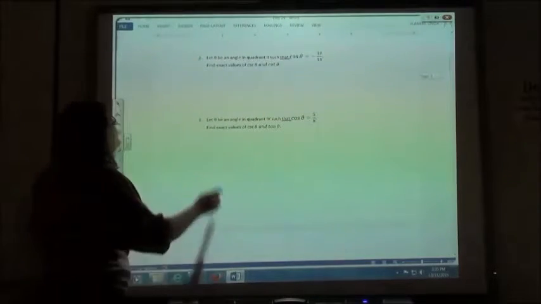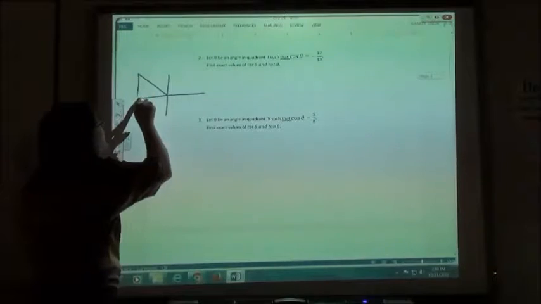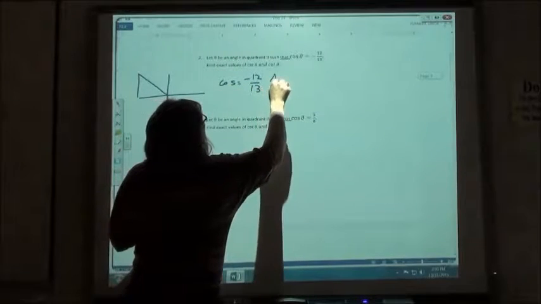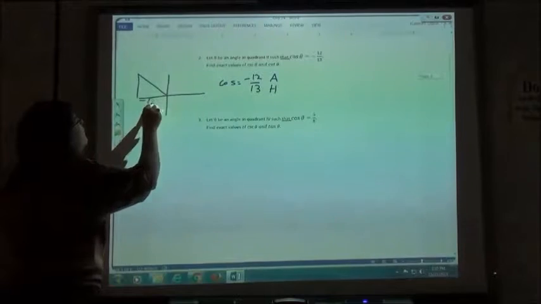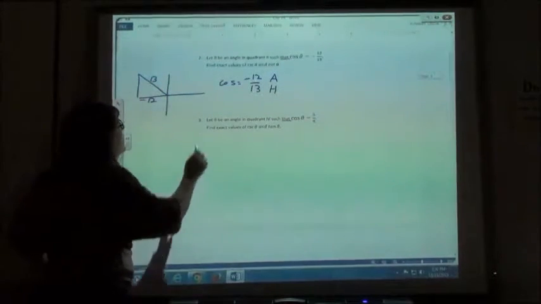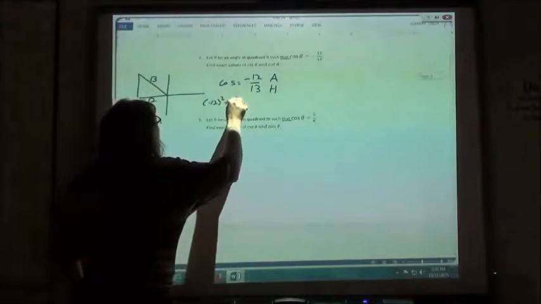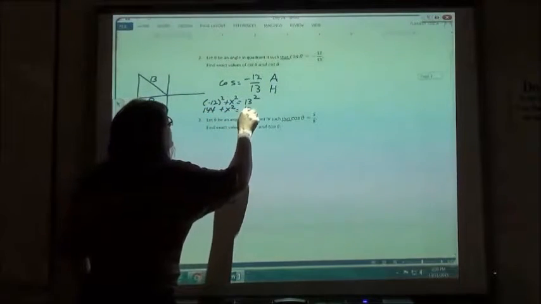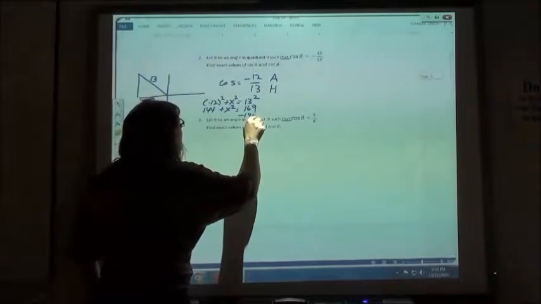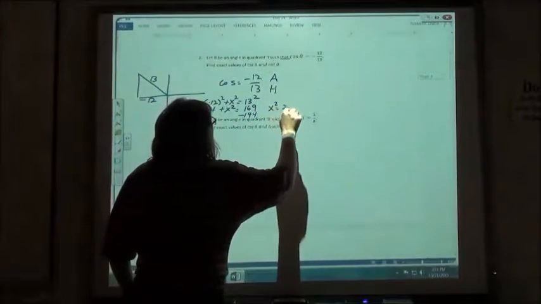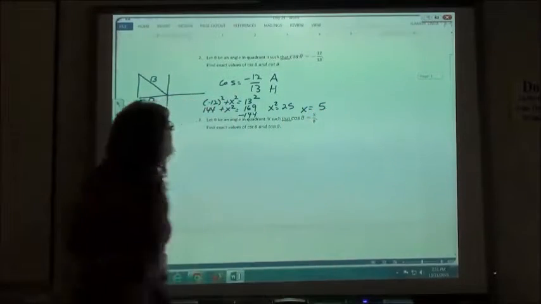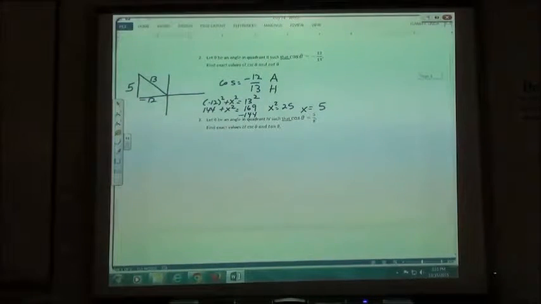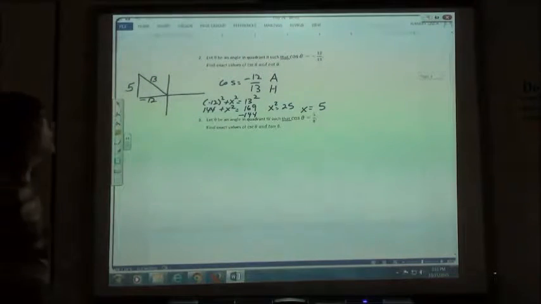So let theta be an angle in quadrant 2. Quadrant 2 over here, my cosine is negative 12/13. The cosine is the adjacent over the hypotenuse, so negative 12 and 13. So using my Pythagorean theorem, negative 12 squared plus x squared equals 13 squared. Negative 12 squared would be 144. 13 squared is 169. If I subtract my 144, x squared is going to be 25, so x equals 5. It is going in the positive direction, so it is a positive 5. And now I have my reference triangle all labeled. I can go ahead and answer my question.